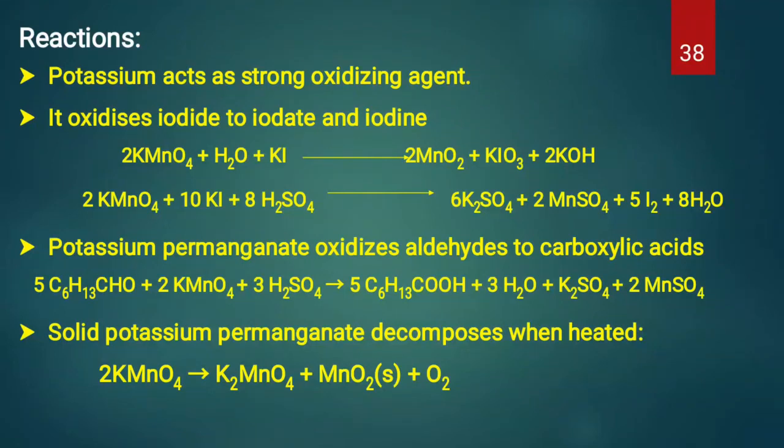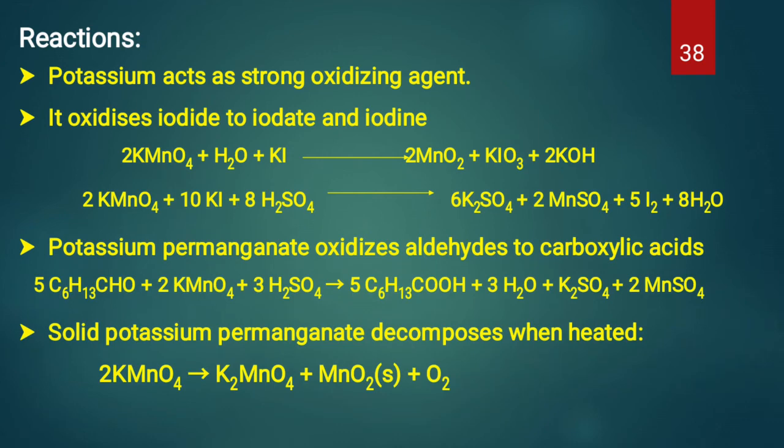Reactions. Potassium permanganate acts as a strong oxidizing agent. It oxidizes iodide to iodate and iodine. Potassium permanganate reacts with potassium iodide to form manganese oxide, potassium iodate, and KOH. Potassium permanganate reacts with potassium iodide in the presence of sulfuric acid to form manganese sulfate, iodine, and potassium sulfate. Potassium permanganate oxidizes aldehydes to carboxylic acid.